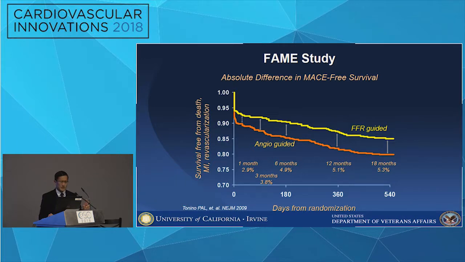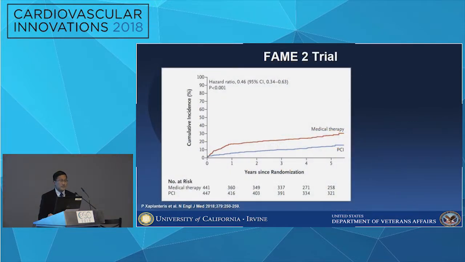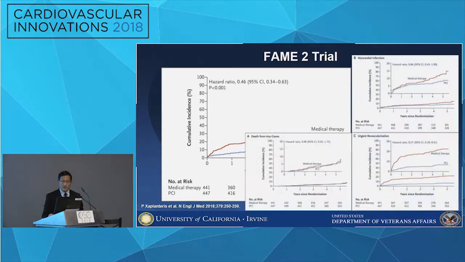So FFR, of course, is well demonstrated from the FAME study of 1,000 patients. After a 2-year follow-up, they demonstrated a reduction in MACE of 5%, and the 5-year outcomes and 10-year outcomes of this study are subsequently available. Most recently, the FAME 2 trial 5-year outcomes were published. This was a trial of stable angina patients. And for the first time, you could demonstrate that not only could PCI have a benefit in terms of reductions in urgent revascularization, MI, and death, but for the first time on the individual endpoints, you could actually show a reduction in spontaneous myocardial infarction.